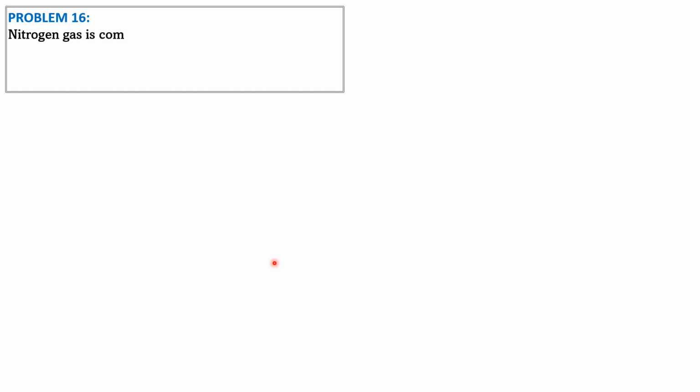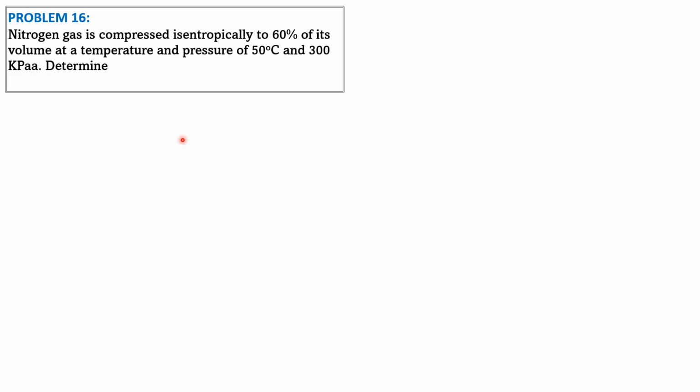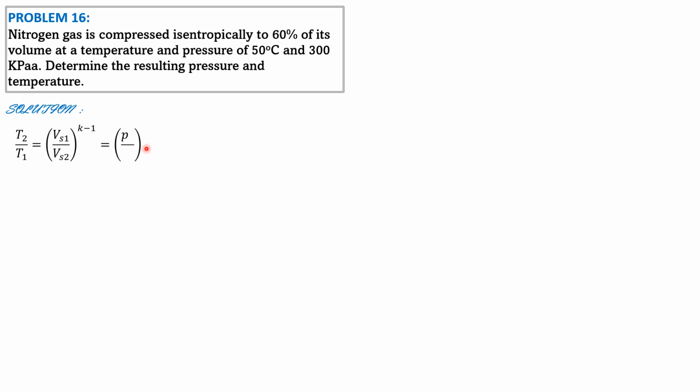Problem 16. Nitrogen gas is compressed isentropically to 60% of its volume at the temperature and pressure of 50 degrees Celsius and 300 kilopascals absolute. Determine the resulting pressure and temperature. So absolute temperature T2 over absolute temperature T1 equals quantity Vs1 over Vs2 raised to k minus 1, equals P2 over P1 quantity raised to k minus 1 over k. So that's the formula which is derived in the lecture part.